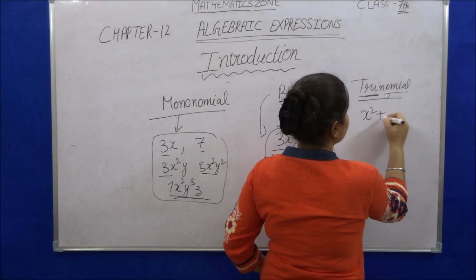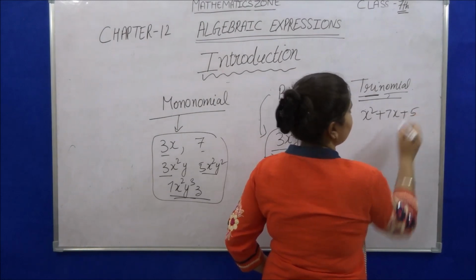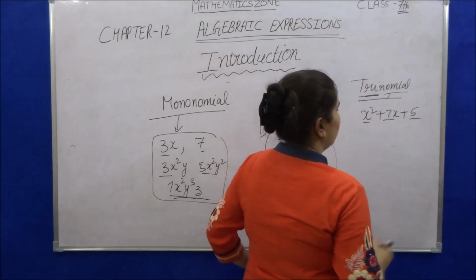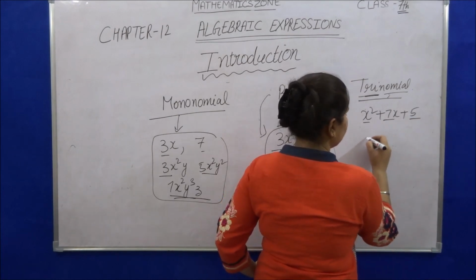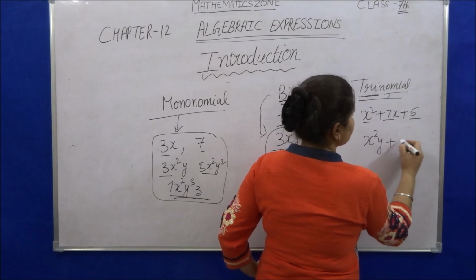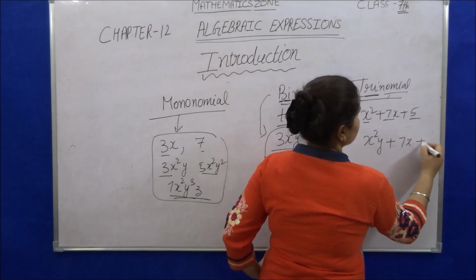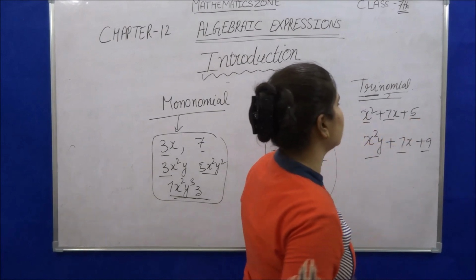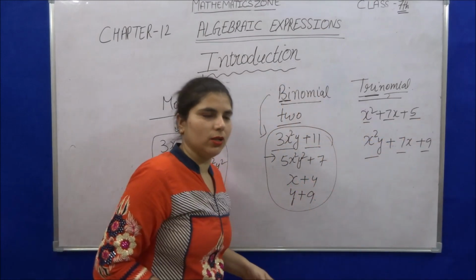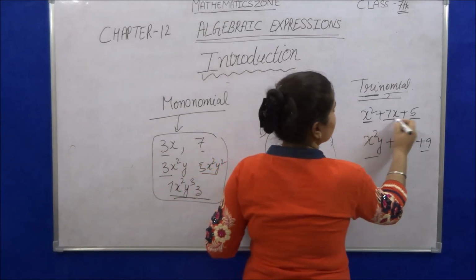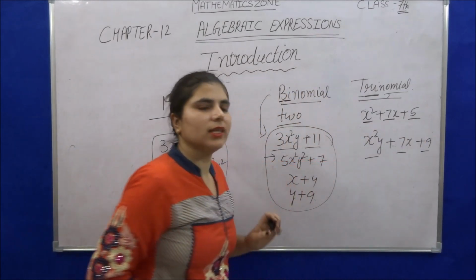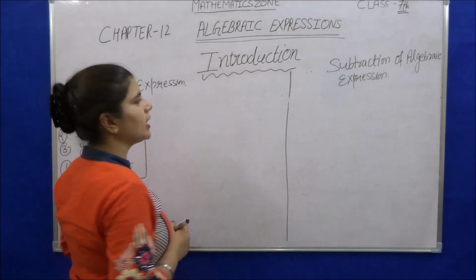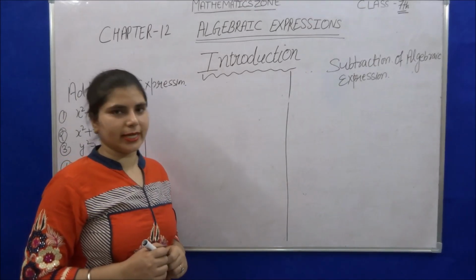Like x square plus 7x plus 5. So here three terms exist. Similarly, x square y plus 7x plus 9. These are all three-termed expressions, that are trinomials, or we can say three-termed polynomials. So these are the trinomial expressions. Now we will do the addition and subtraction of algebraic expressions.